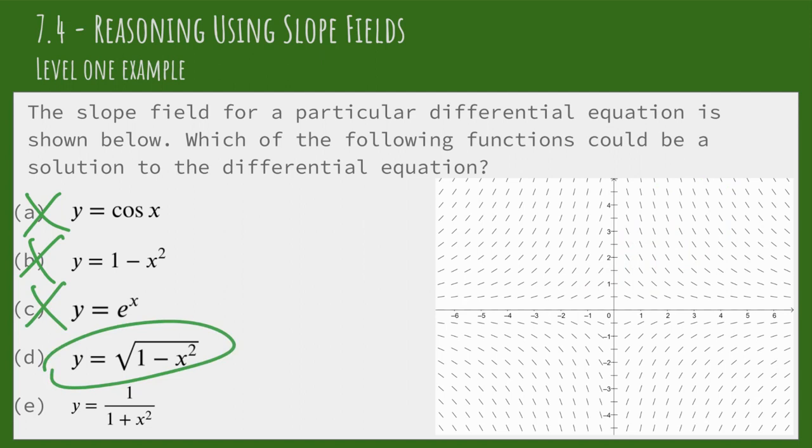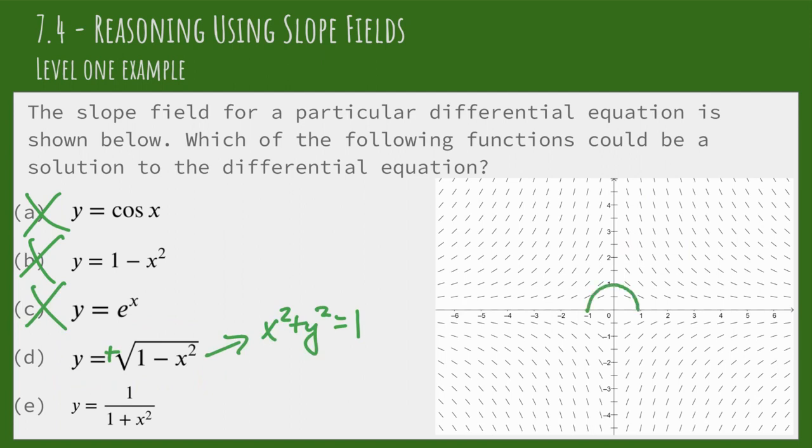This one is not a function that you may recognize right off the bat, but it is x squared plus y squared equals 1. It's the unit circle, or at least the top half of the unit circle, because the square root gives us a positive value. So the y values are positive. And this one doesn't look terrible, but you can see here that the slopes are not quite right. So this is not going to work either. So we can eliminate that one. So by process of elimination, we're really down to E.